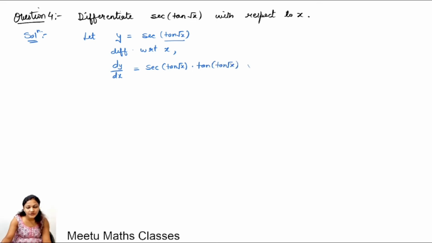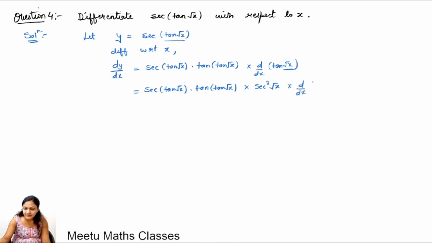And we are going to in turn multiply with the derivative of tan root x. Now we will write tan of tan root x as it is. Now the derivative of tan root x. We know the derivative of tan x. So we can treat root x as x, and the derivative of tan x is sec square x. So we are going to in turn multiply with the derivative of root x.